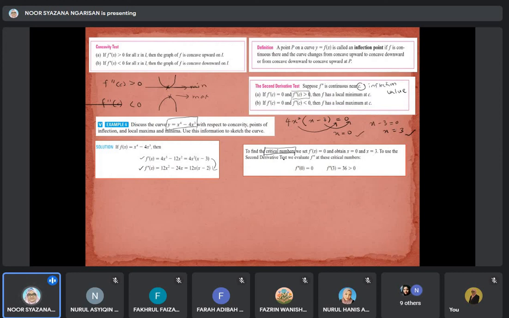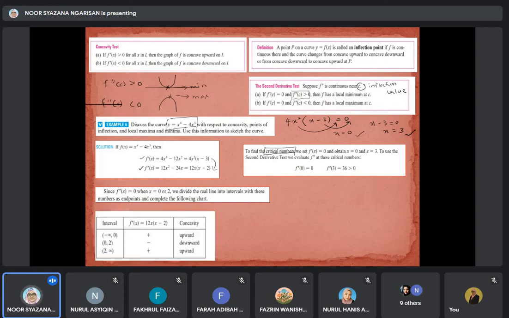Using the second derivative test, we evaluate f double prime at these critical numbers. F double prime 0 equals 0. F double prime 3 equals 36, which is more than 0. Since f double prime x equals 0 when x equals 0 or 2, we divide the real line into intervals with these numbers as endpoints and complete the following chart.